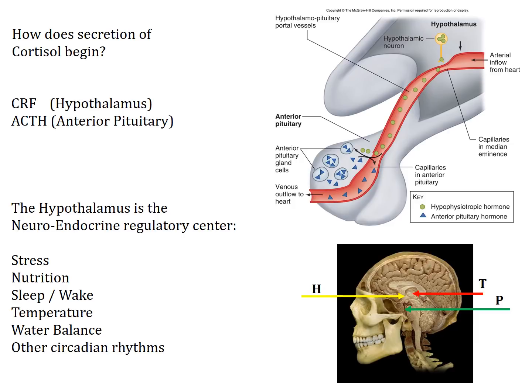Cortisol also regulates core body temperature. Cortisol plays some role in water balance. Cortisol regulates other circadian rhythms, but the big circadian rhythm that it helps regulate is sleep-wake cycles.